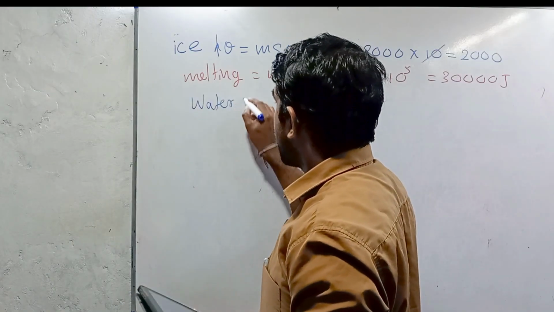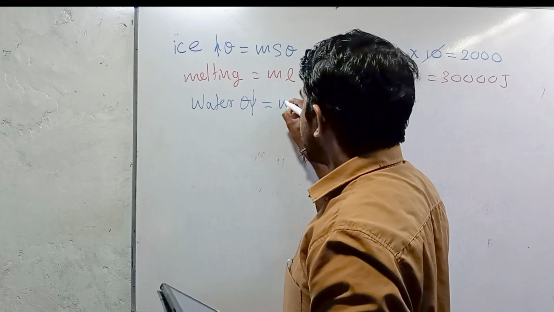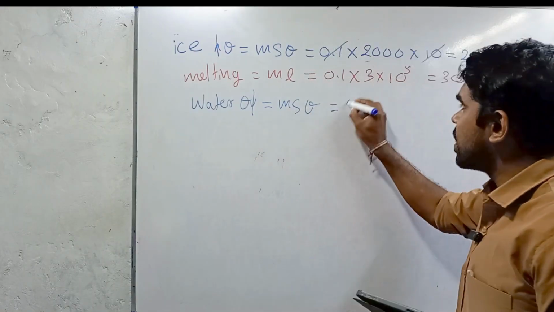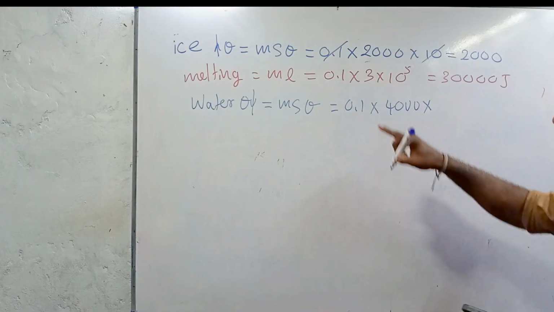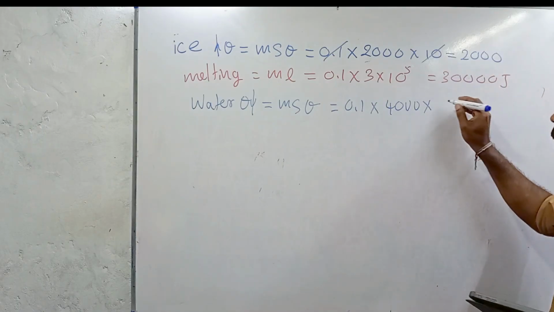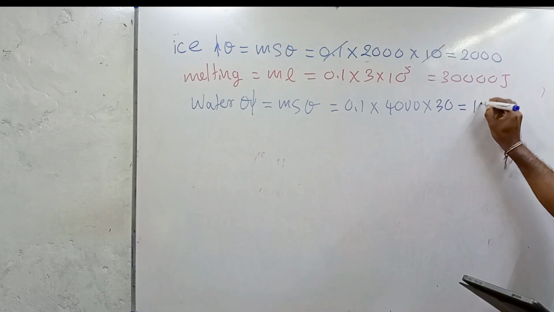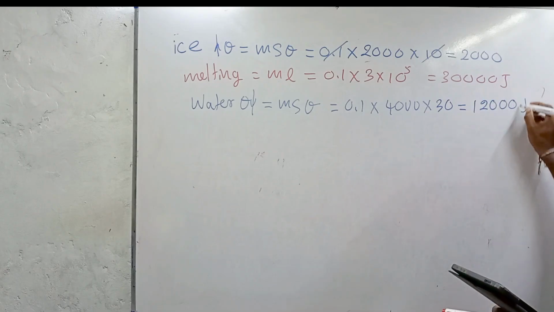Water cooling, temperature decrease. It is m s theta type. Mass 0.1, specific heat capacity 4000, temperature difference 30 to 0, it is 30. We can simplify it and obtain 12,000 joules.